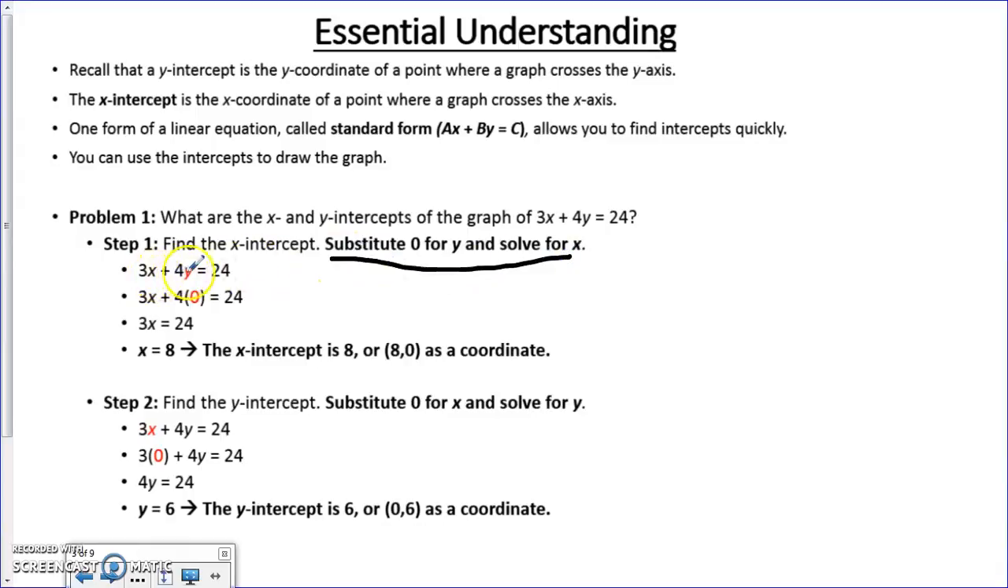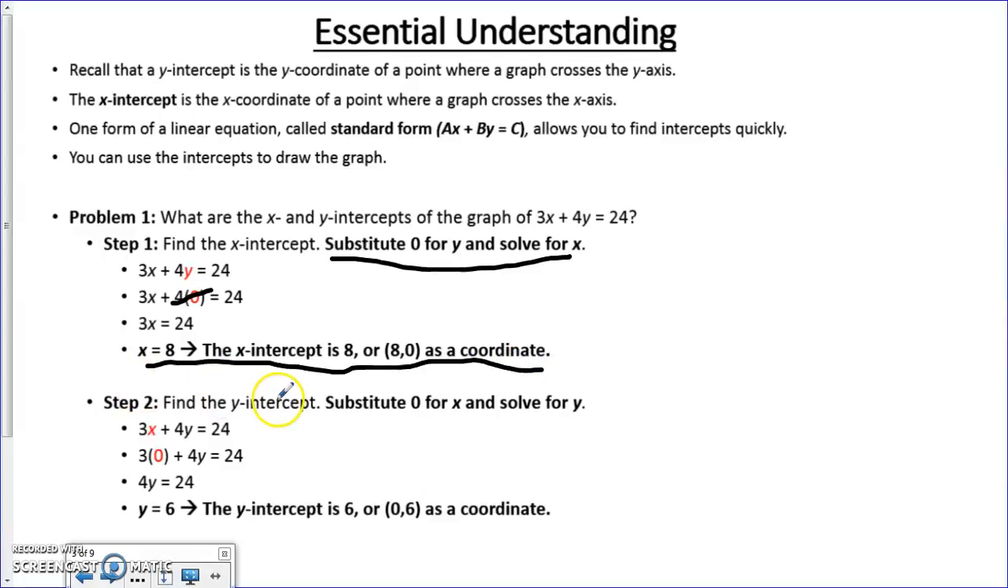So 3x plus 4y equals 24 is the equation. Substitute 0 for y, so 3x plus 4 times 0 equals 24, but anything times 0 is 0. So we get the equation 3x equals 24, divide both sides by 3, and x is equal to 8. Therefore, the x-intercept is 8, or as a coordinate, it's (8, 0).